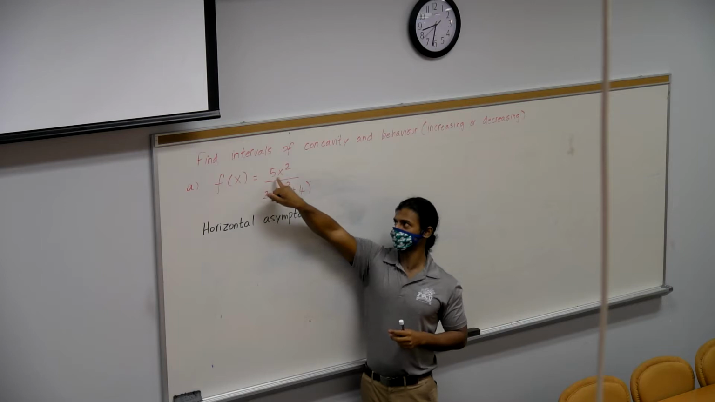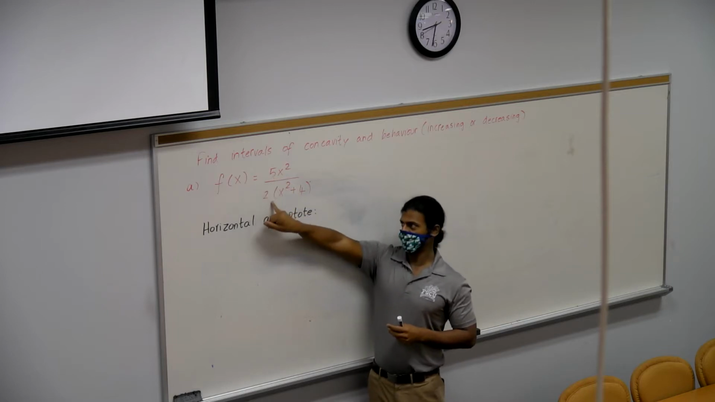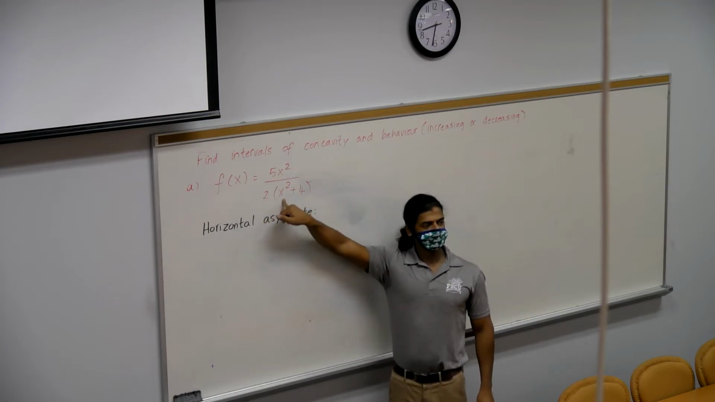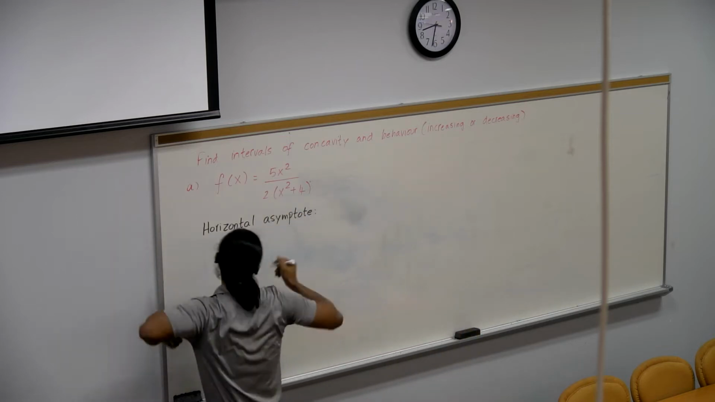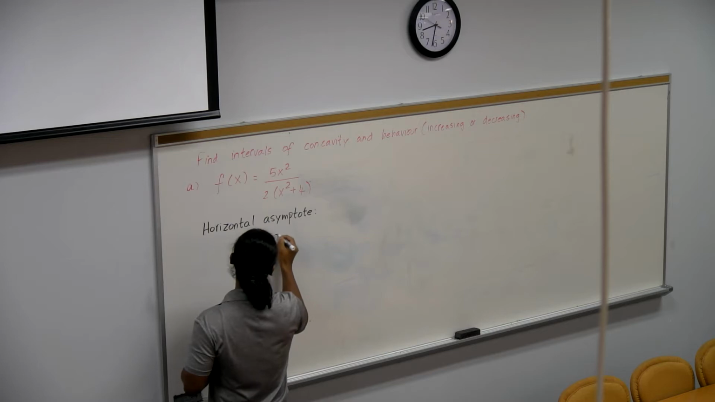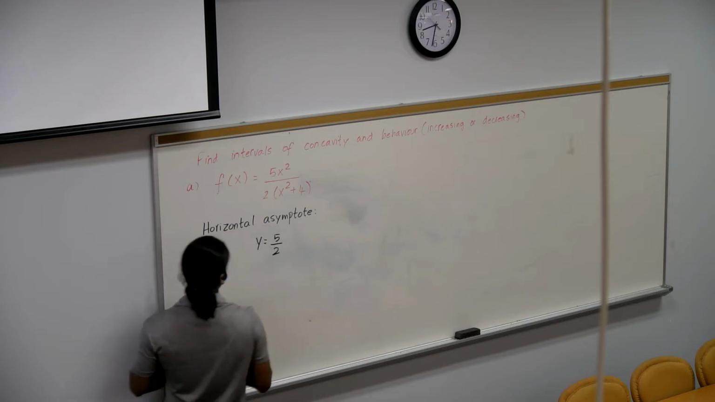The leading coefficient of x squared is 5. If you distribute that 2 inside, the leading coefficient of x squared would be 2. So the horizontal asymptote would be 5 over 2.